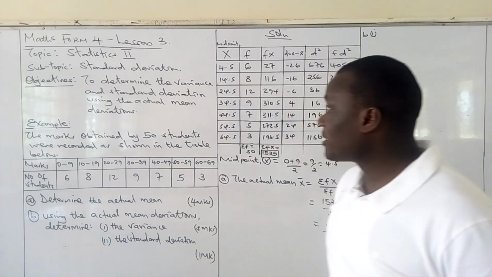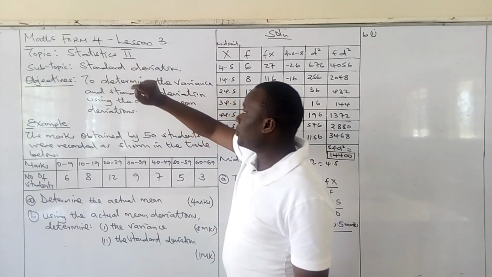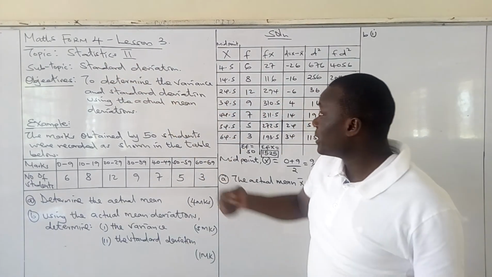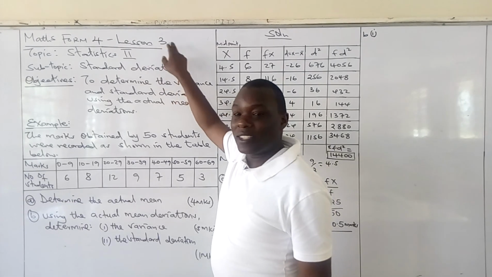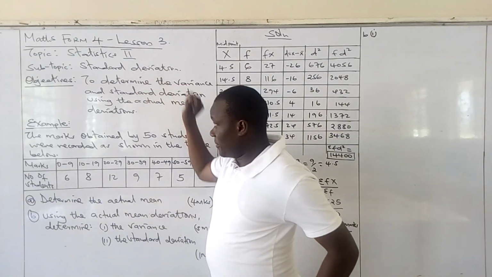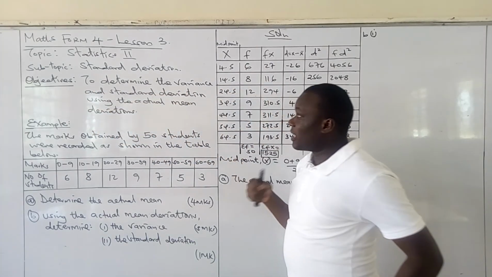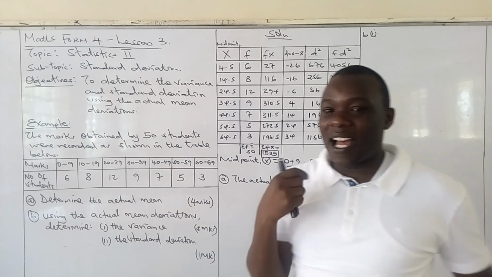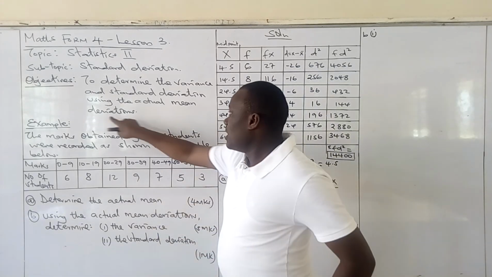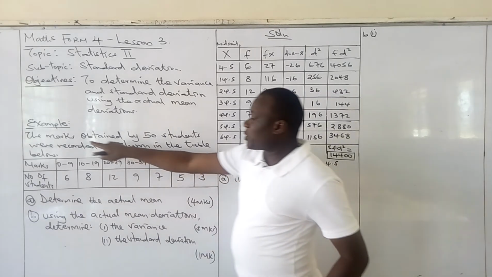Today we are looking at statistics 2, which is our Form 4 topic. Our lesson is lesson 3. Subtopic is standard deviation. Objective is to determine the variance and the standard deviation using the actual mean deviations. So we are going direct to our example.